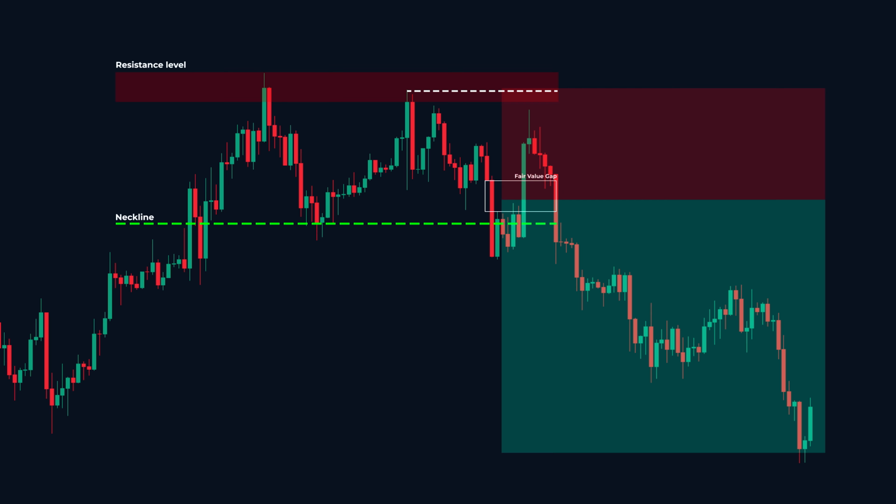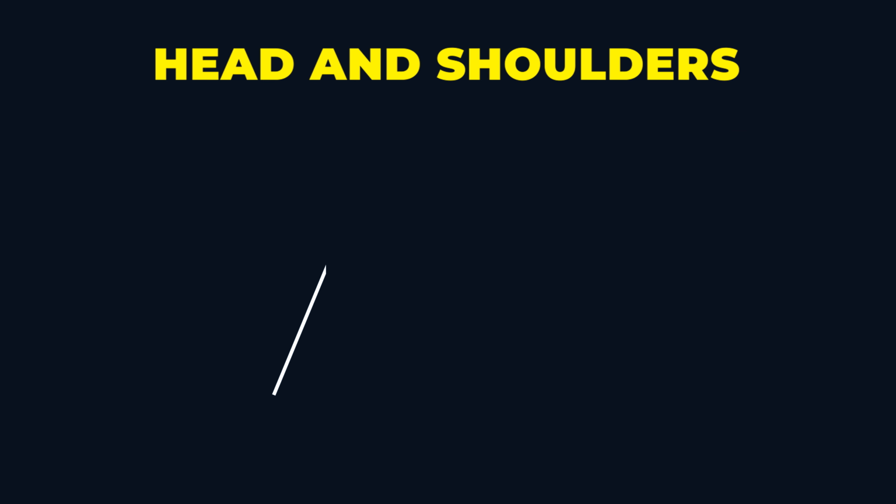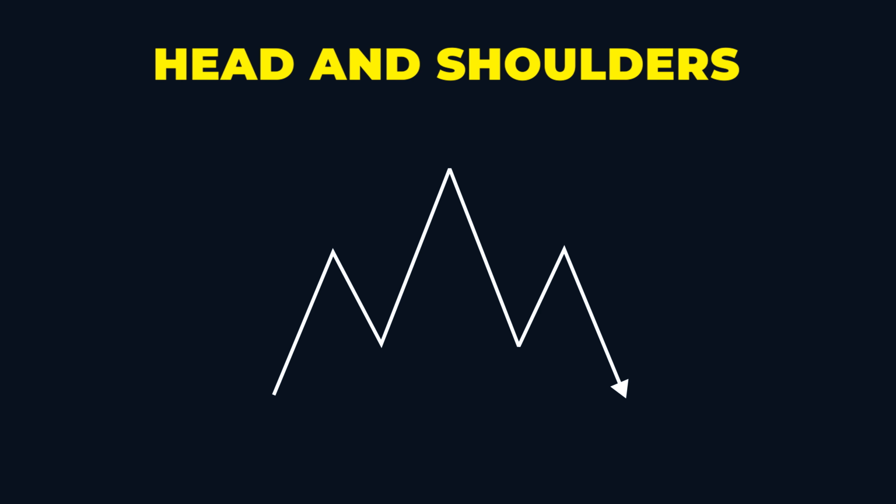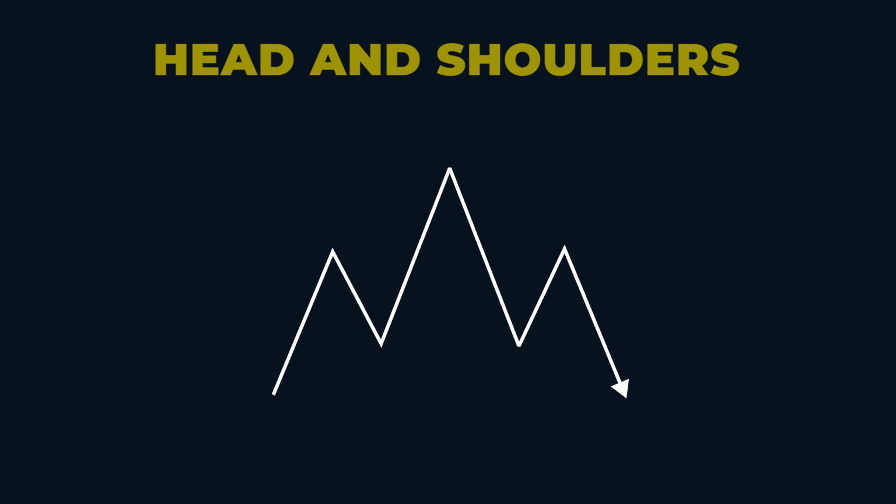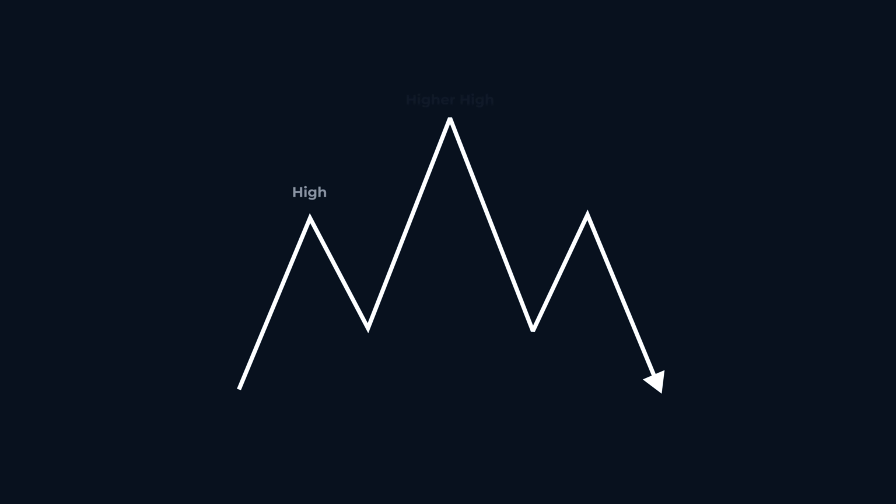Now let's look at a more structured version of this idea, one that shows the weakening trend even more clearly, the head and shoulders pattern. This pattern is all about loss of strength. You get a strong push, then an even stronger one, but then a weaker attempt. That failure to make a higher high is the key. When price breaks the neckline, the trend has officially shifted. It often signals that a reversal is beginning.